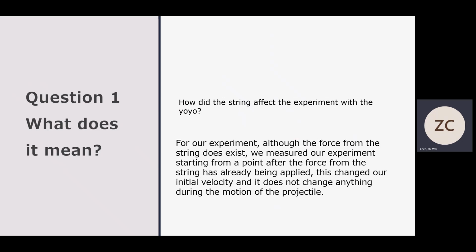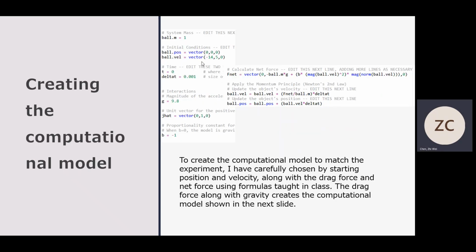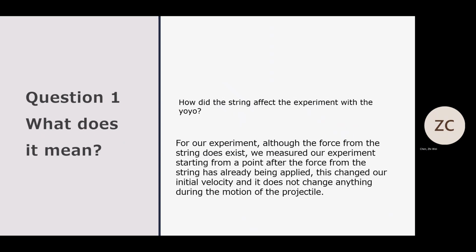We can see in our previous slide that the initial velocity of the ball is negative 1450 for the GlowScript code. This is taking into account the force applied by the string at the very beginning. And the force does not affect the yo-yo after the initial velocity because it doesn't change anything in the motion of the projectile.